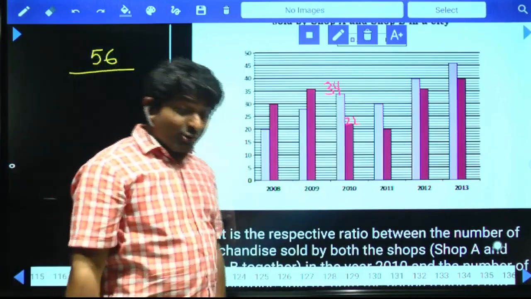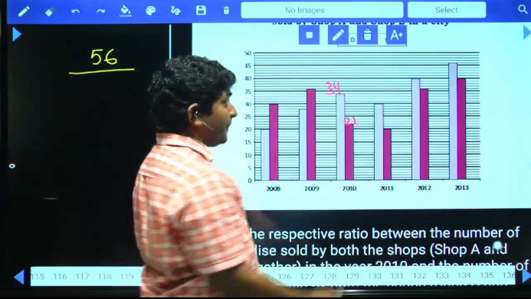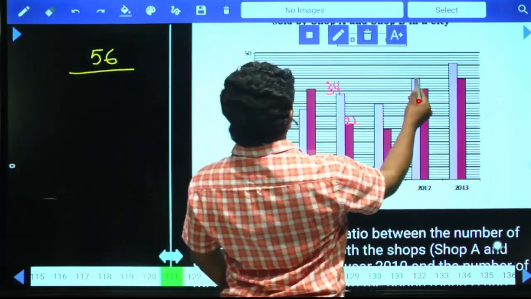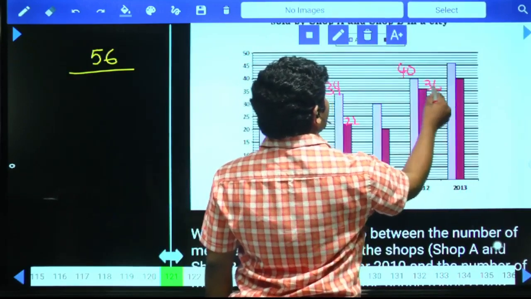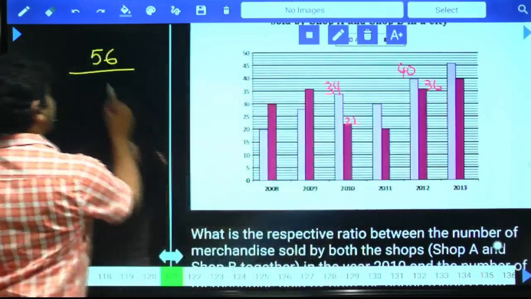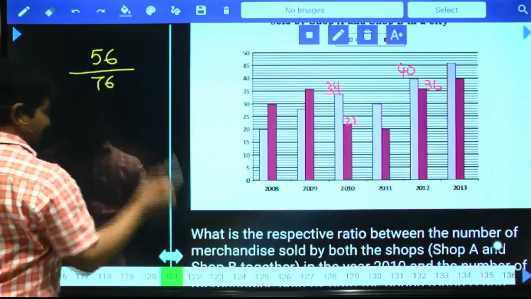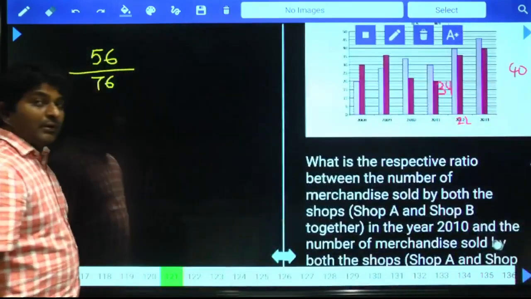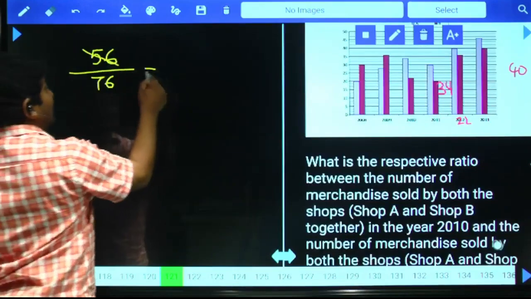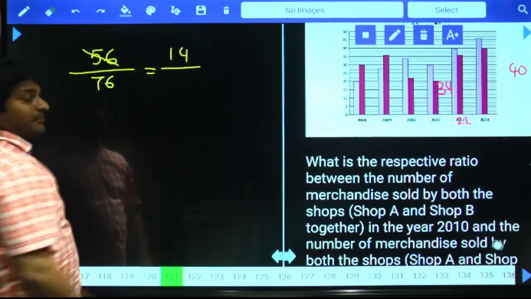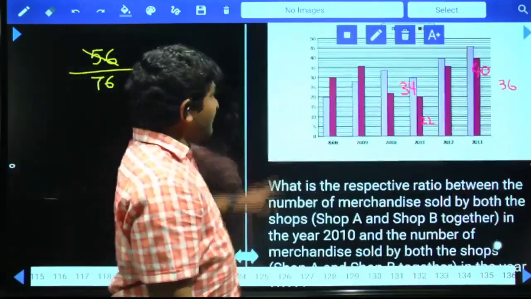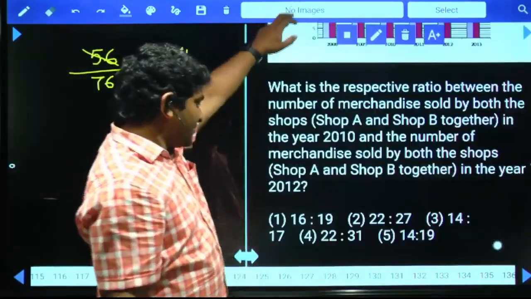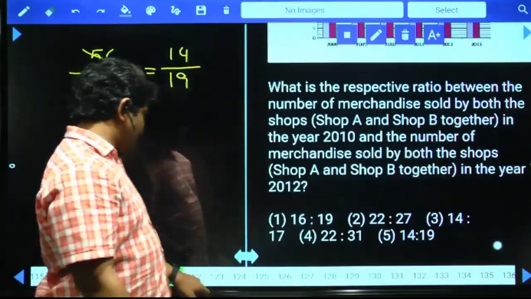Now let's do it for the same 2012. 2012 fellow A is 40 and B 36. Total 76. Now 4 1 time and then 4 time and then 19 times. 14 is to 19 is our final answer. 14 is to 19, fifth option.